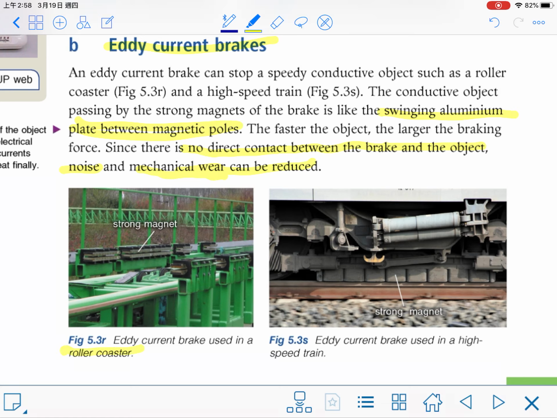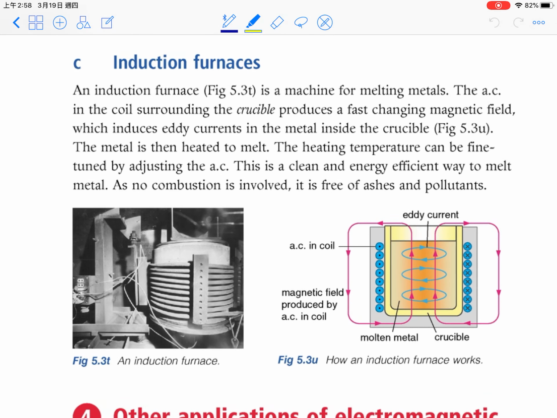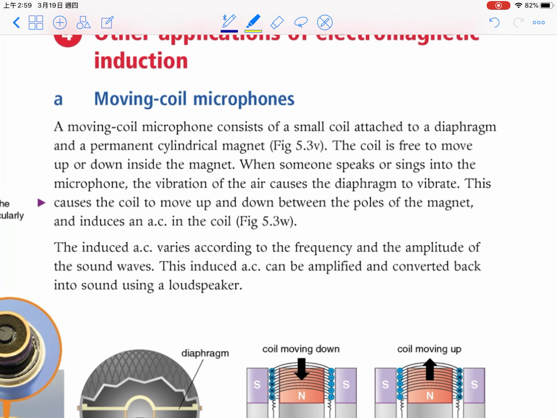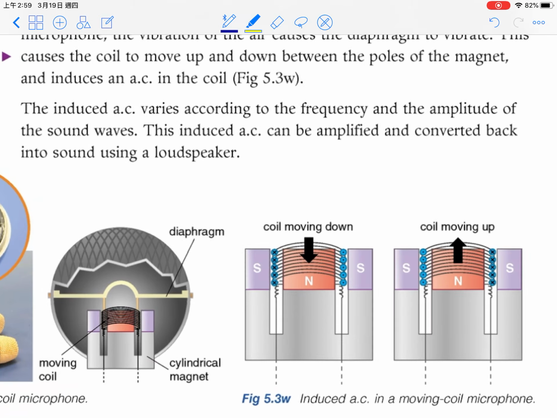We can find this in a roller coaster, and also in a high speed train. You can see the wheel has a short magnet. That means we can have induced current to stop the roller coaster or high-speed train. We can also use this for cooking. There are induction furnaces.